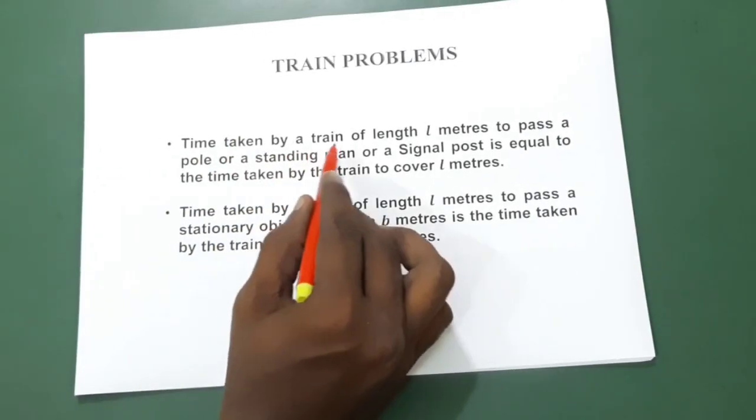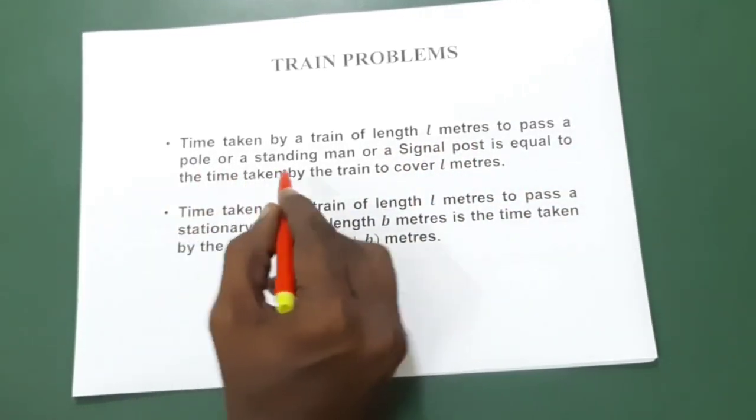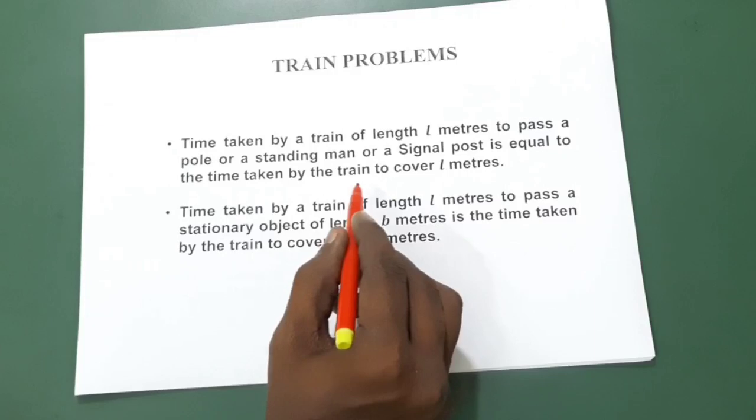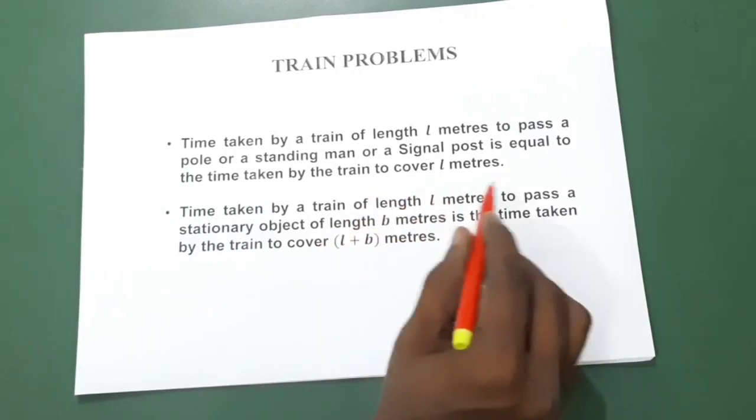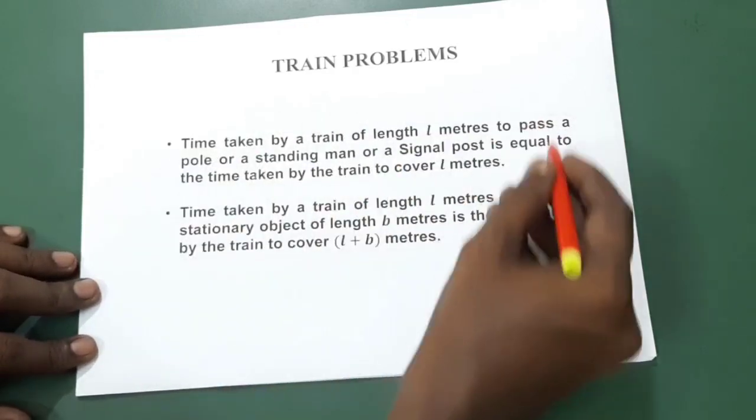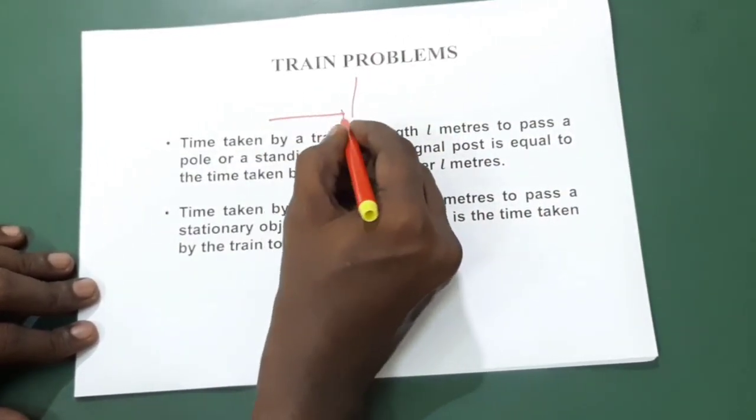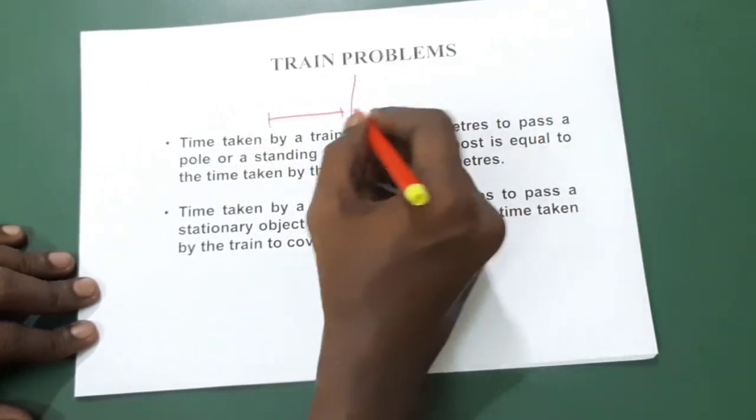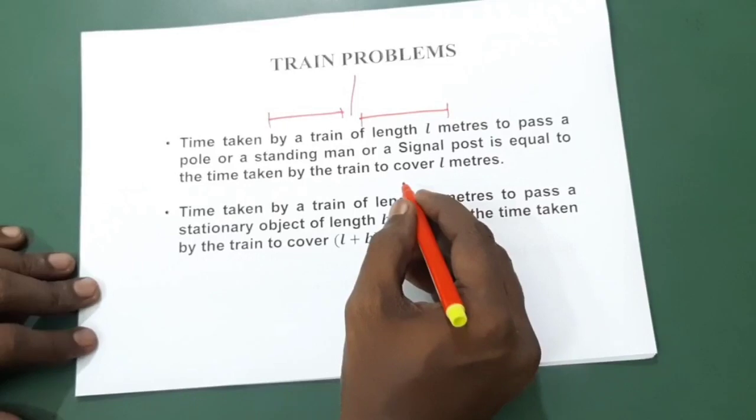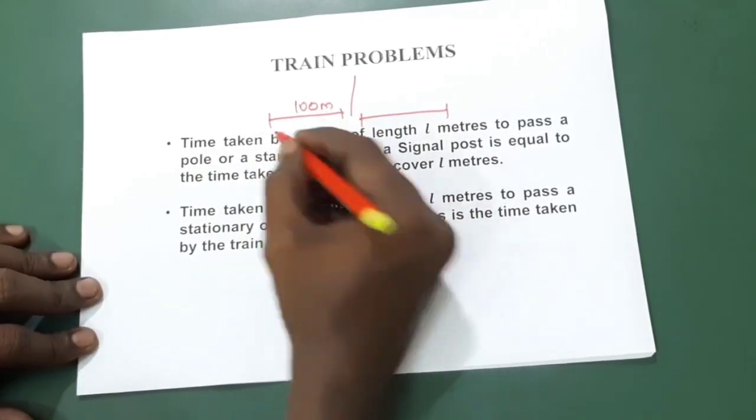Time taken by a train of length L to pass a pole or a standing man or a signal post is equal to the time taken by the train to cover L meters. So what is given here? It is very clear. This is the pole, this is the train, and this is the length of the train. If you want to cover this, the entire train should come out of this pole. For example, this is a 100 meter train.